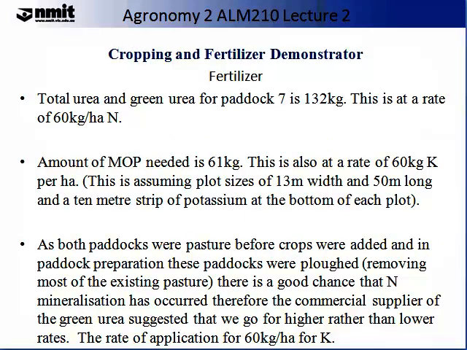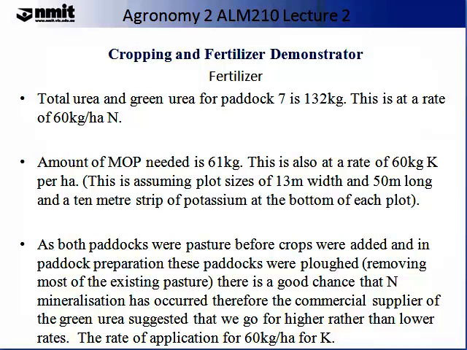This slide contains details about the fertilizer application on the cropping and fertilizer demonstrator, paddock 7. Total urea and green urea for paddock 7 is 132 kilograms. This is at a rate of 60 kilograms per hectare of nitrogen. The amount of MOP needed is 61 kilograms. This is at a rate of 60 kilograms of potassium per hectare. This is assuming that we have plot sizes of about 13 meters wide and 50 meters long, and a 10 meter strip of potassium at the bottom of each plot.